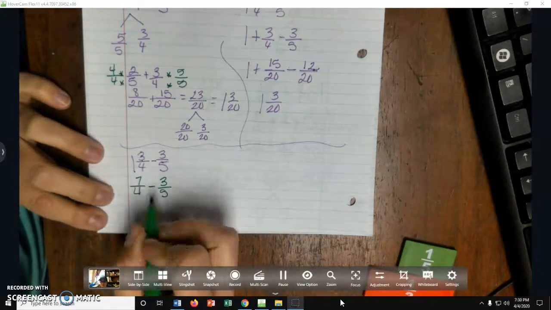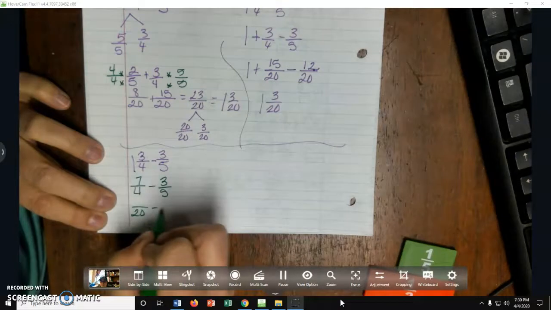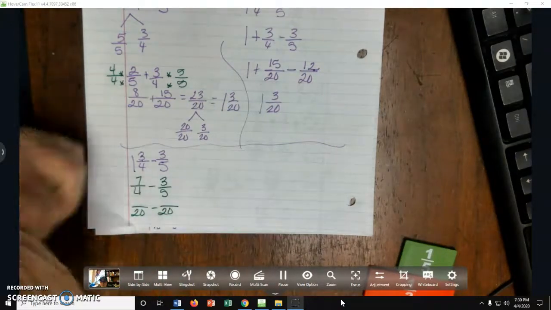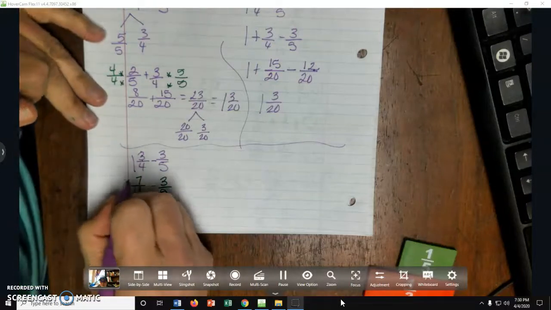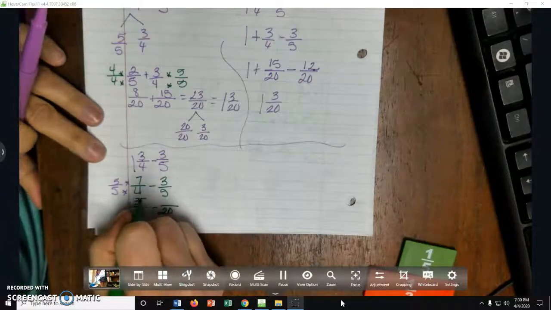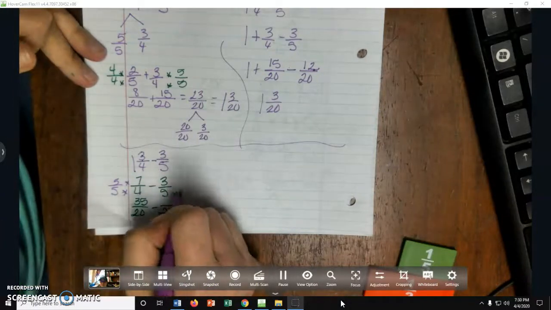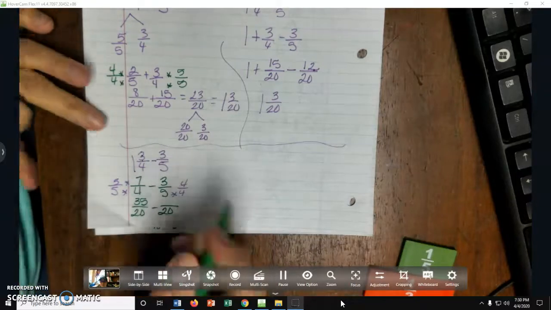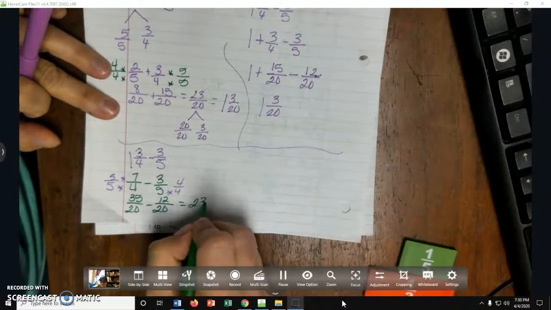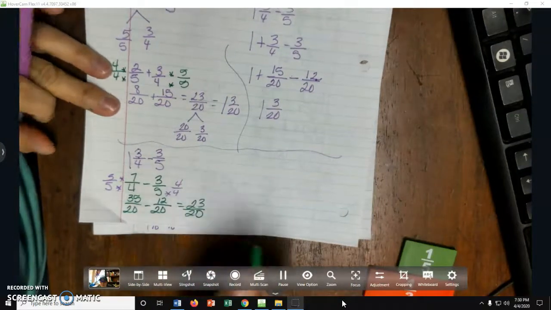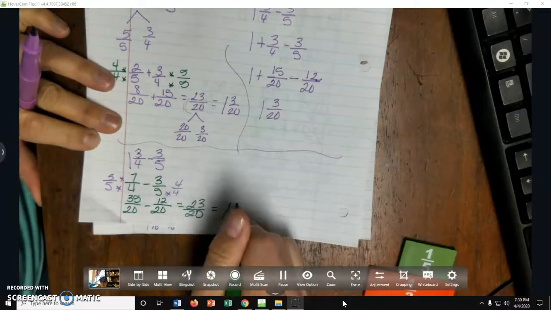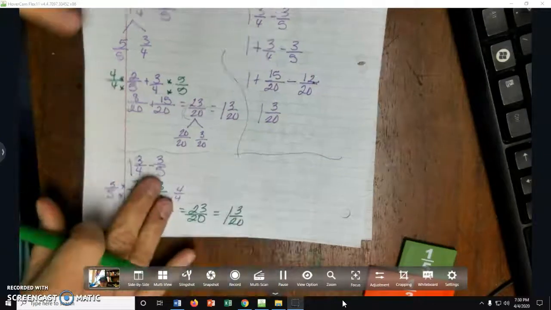From here, I can get my common denominators. It's still 20, my least common multiple. Over here, I have to multiply numerator and denominator by 5, which gives me 35/20. Over here, I'm multiplying by 4, so that gives me 12/20. Now I can subtract these two numbers to give me 23/20, which is what I ended up with here. So then I can convert to a mixed number to give me 1 and 3/20.